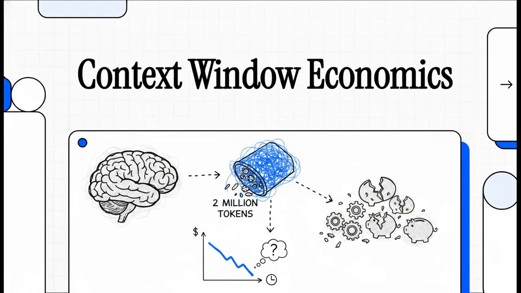You know, AI providers are constantly selling you on these massive 2 million token context windows like it's some kind of superpower. But what they aren't telling you is that lazy architecture is quietly bankrupting your production apps. Today, we're unpacking the hidden math of context window economics.